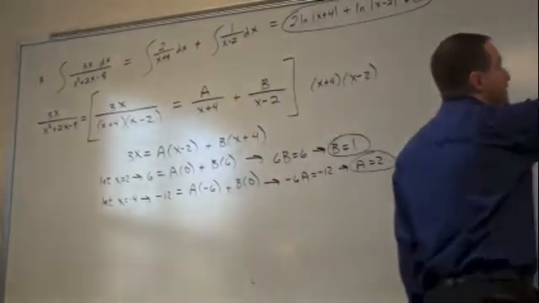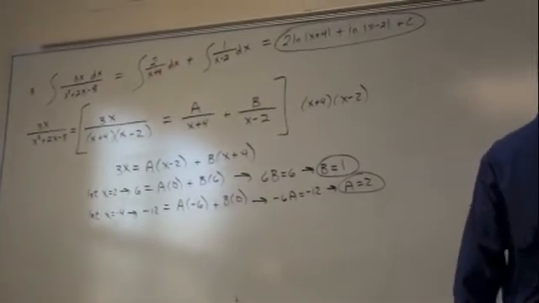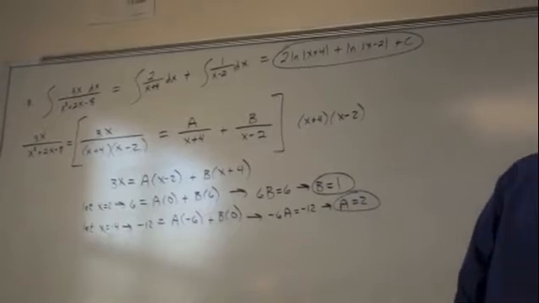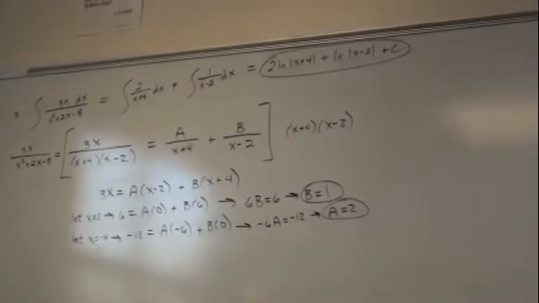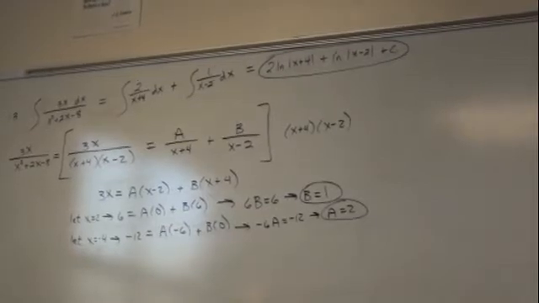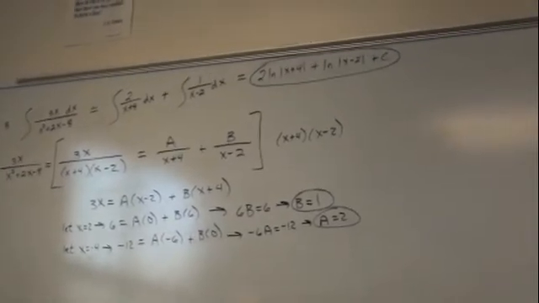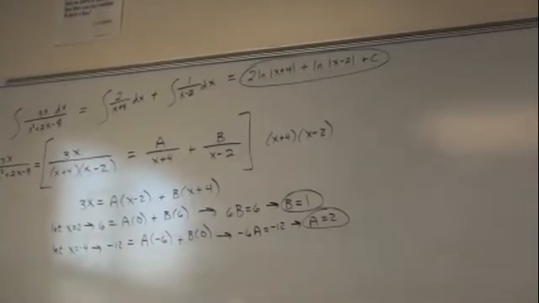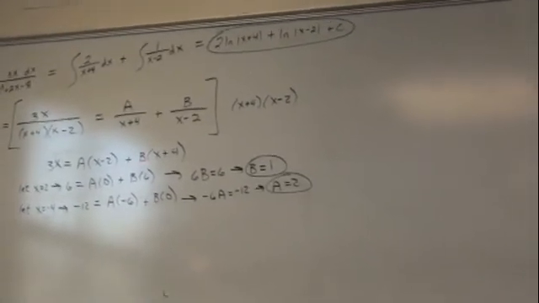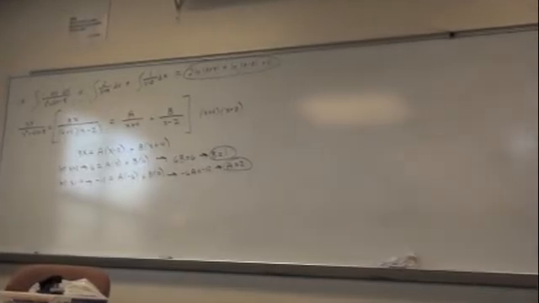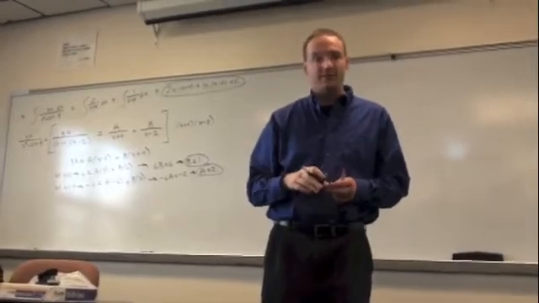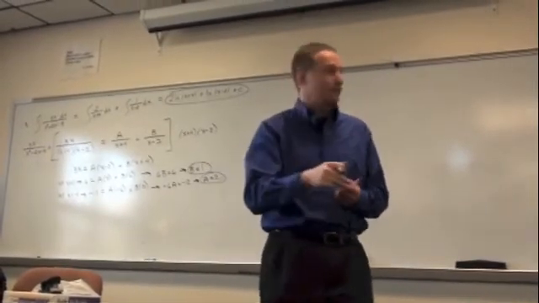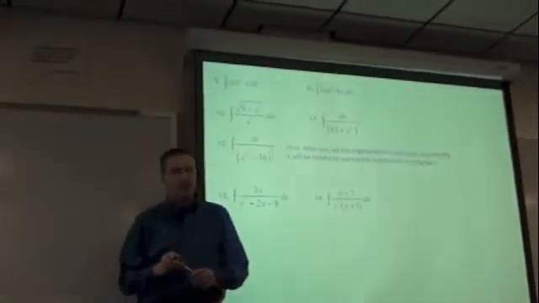Last problem on here. The only thing that separates number 13 from number 14 is I have what's called a repeated linear factor in that denominator. The x squared could be written as x times x. It looks like a quadratic factor, but it's really a repeated linear factor because it could be factored as x times x times x plus 1.